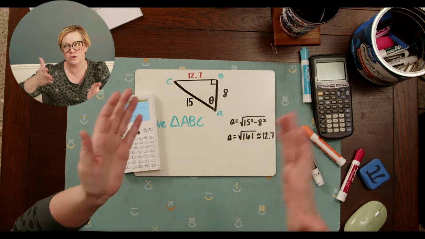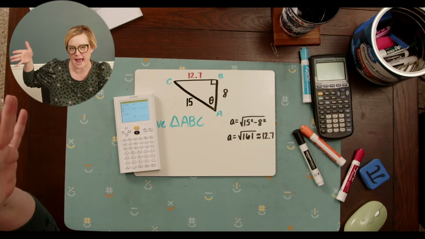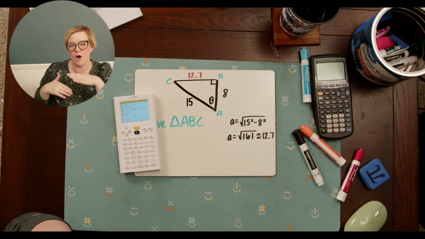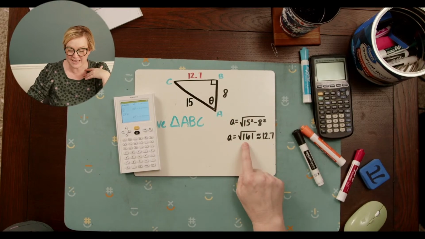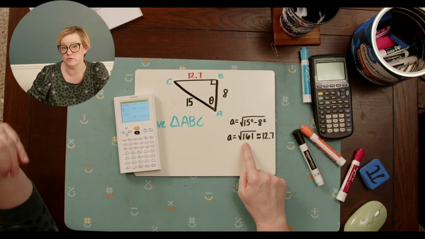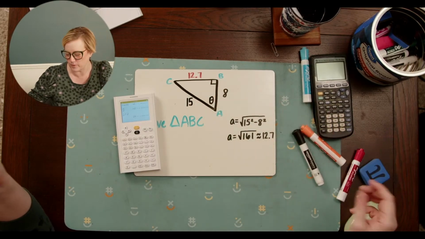So the more you round in each problem, the further away from the actual answer it gets. So I try to always just stick with what I'm given, or I would use exactly root 161 if I were doing any sort of calculation, right? But when I'm giving my answer, I can say 12.7 is fine.